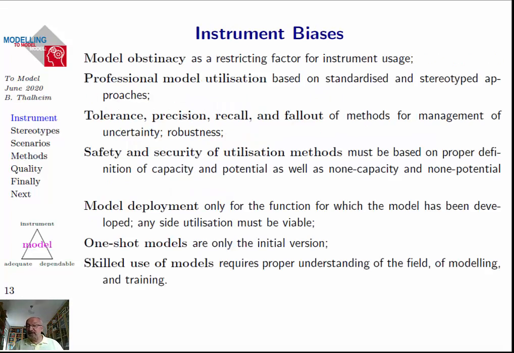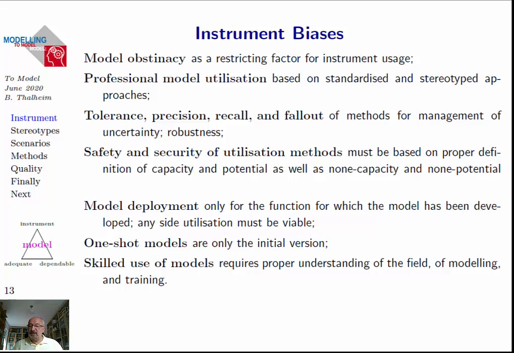That means in this case we have directly instrument biases. First of all, we have a model obstinacy, as we already considered for demography models. This is a restricting factor of the instrument usage. We would like to have a professional model utilization, maybe based on some standardized and stereotyped approaches. We would like to use some tolerance and precision and recall and fallout of the methods. We would like to have some kind of safety and security of the utilization method so that we can be sure that nothing happens in a wrong way.